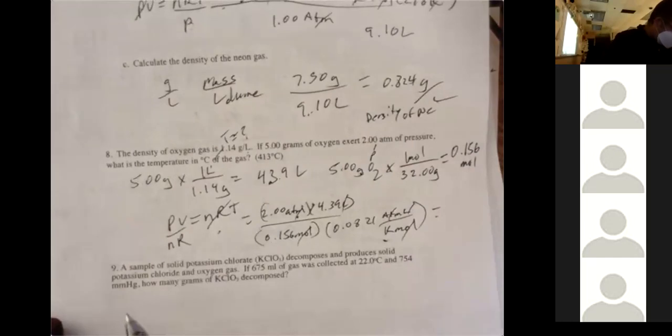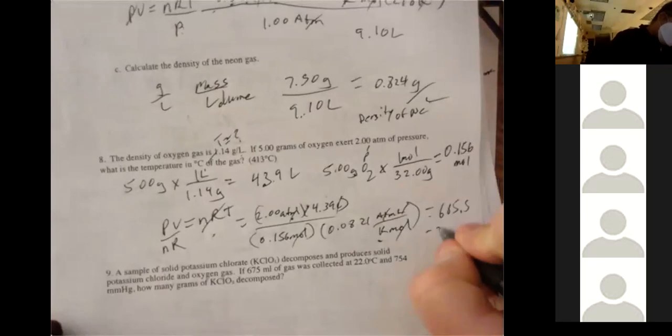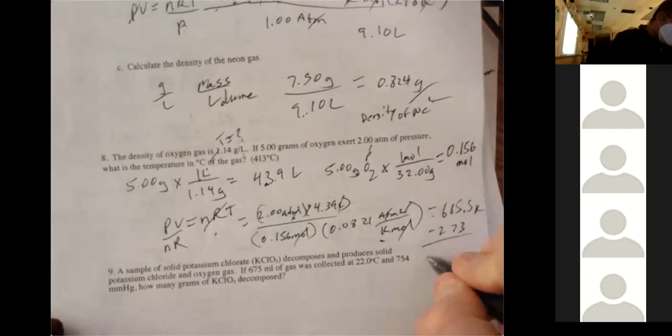It wants the temperature in Celsius, so we're going to have to do a little bit more than this, but 2 times 4.39 divided by 0.156 divided by 0.0821. The answer is about 685.5304. 685.5 minus 273. It's 412.5. That's 412.5 or 413 degrees Celsius.